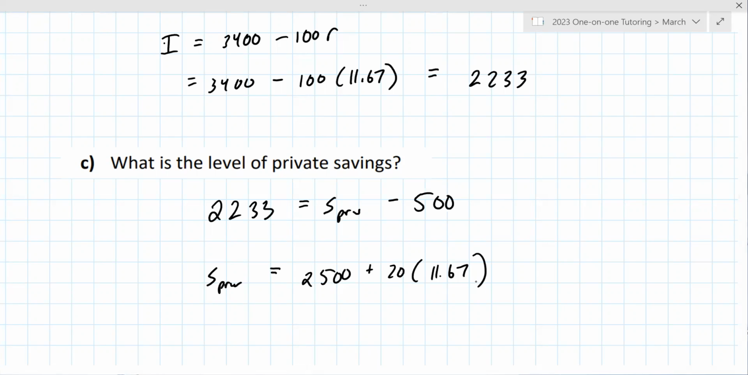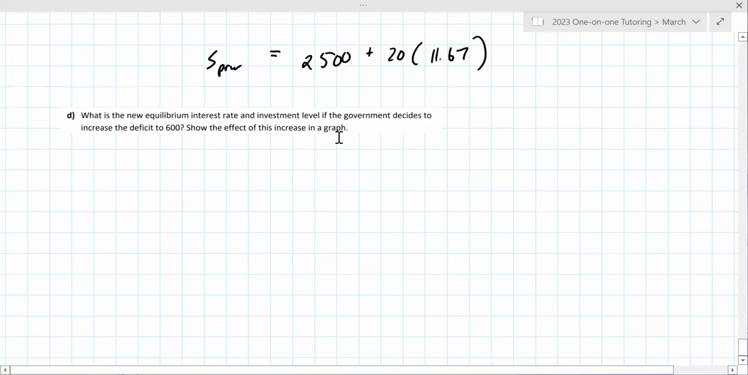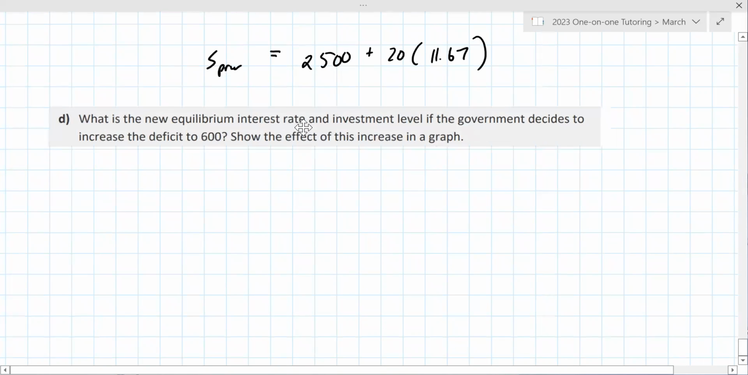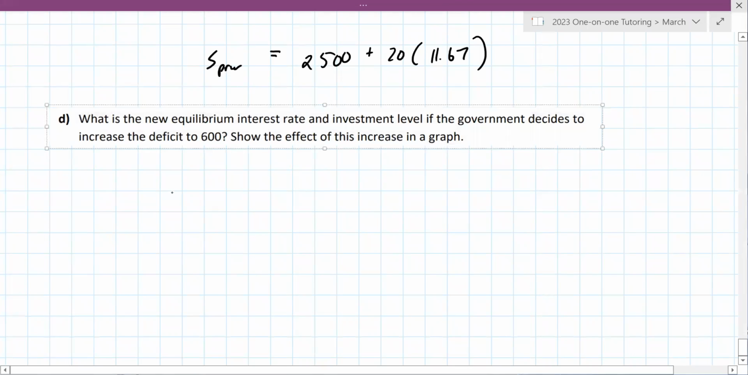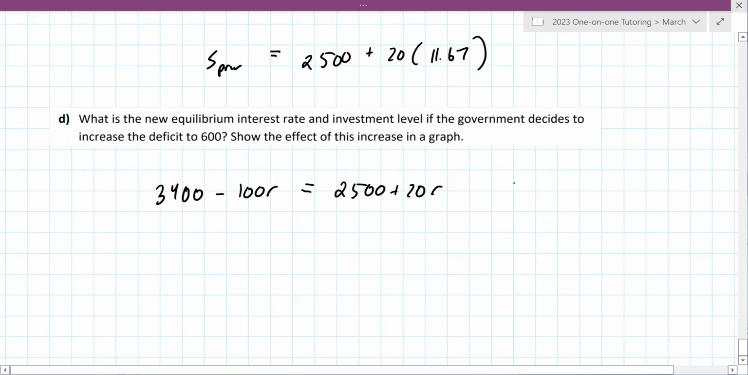All right, just give me a moment here. Okay, part D, what is the new equilibrium? So there you go, yet another question where they make a little adjustment to something. Okay, so it says the deficit is changing, it's going to 600. So the new equation is 3,400 minus 100R equals 2,500 plus 20R, but instead of being minus 500, it's minus 600 now. And you're solving for R again.